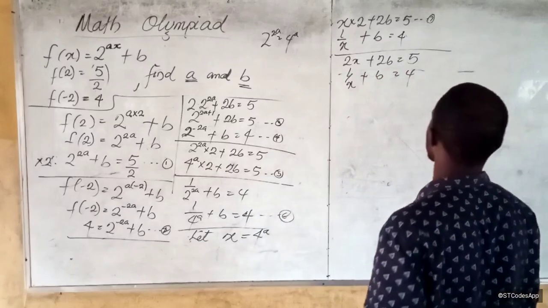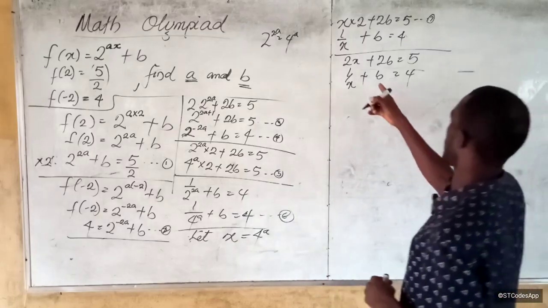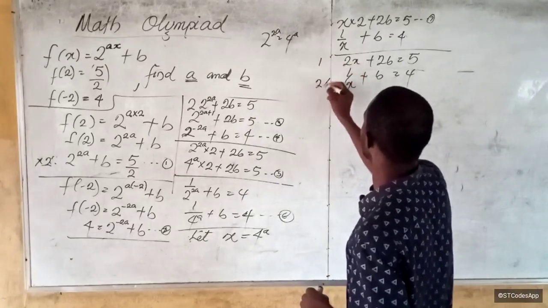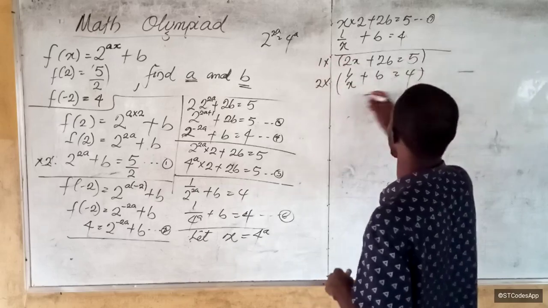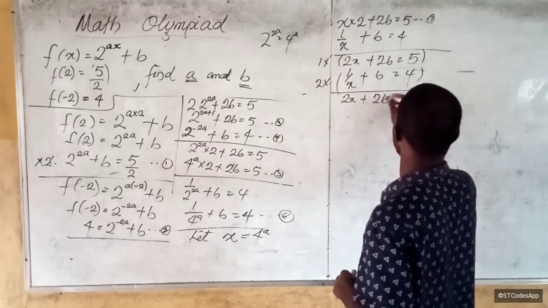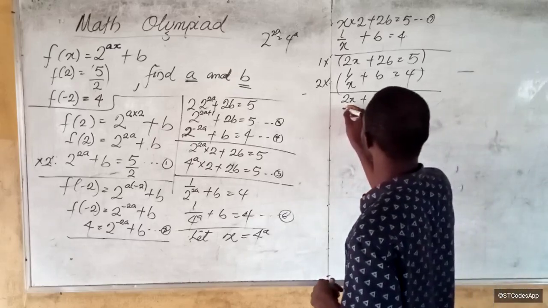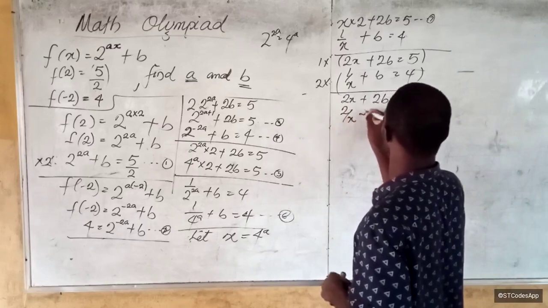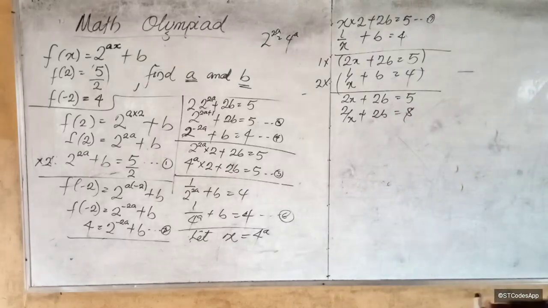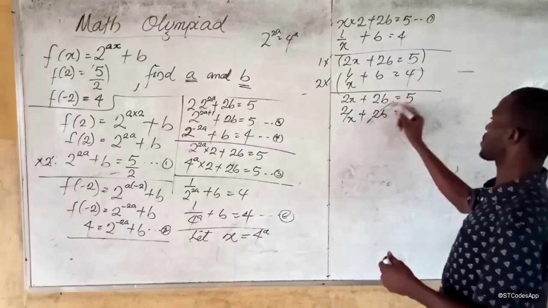So we can now resolve this using the elimination method. We multiply here by 1, we multiply here by 2. So what are we going to have here? We're going to have 2x plus 2b is equal to 5. Nothing has changed. Then here we have 2 over x plus 2b is equal to 8. Is that okay? So that we can now eliminate this guy and this guy.